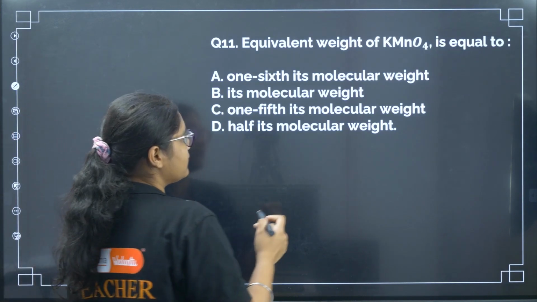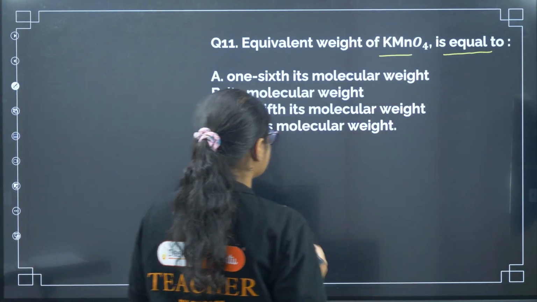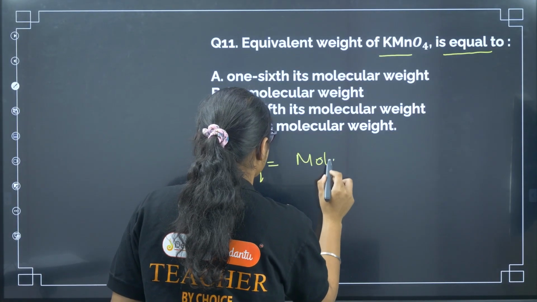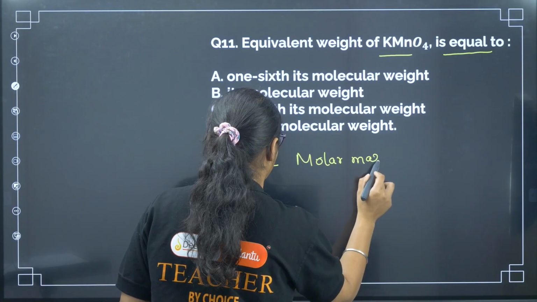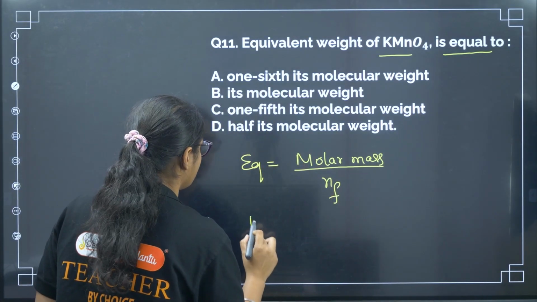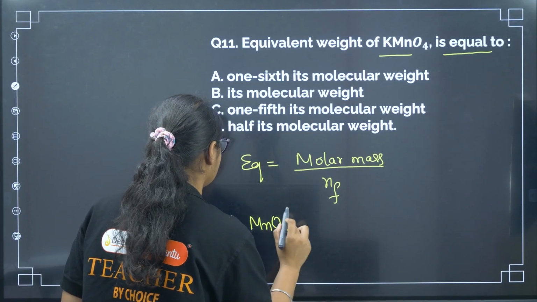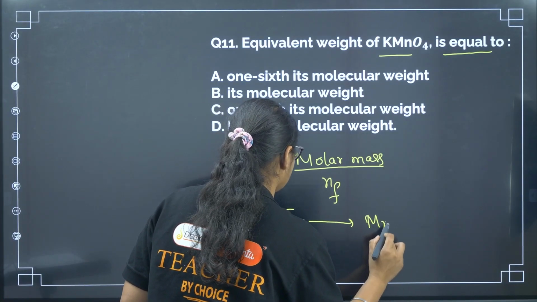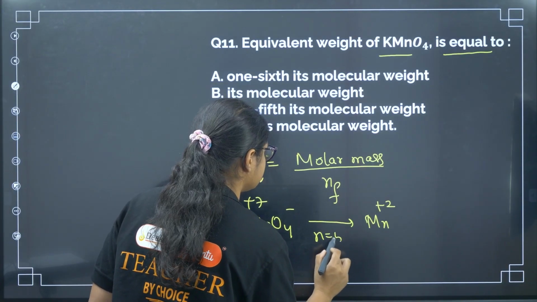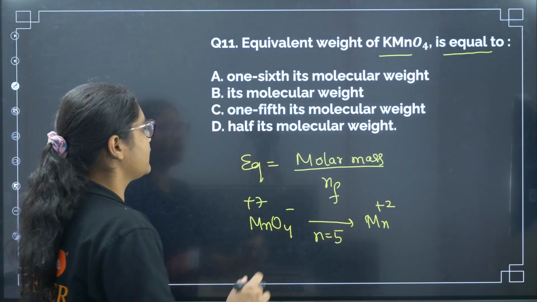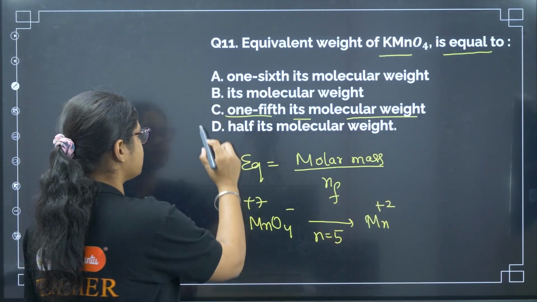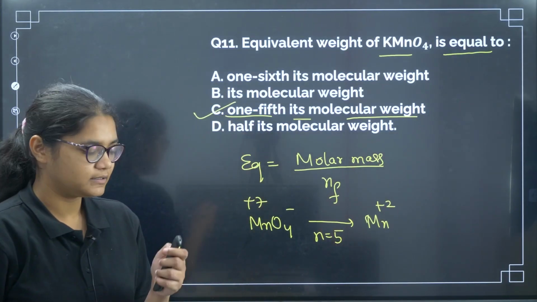Next, the equivalent weight of KMnO4 is equal to, so if you know, equivalent weight is molar mass by n factor, right? Now in KMnO4, if you see, Mn changes from plus 7 to plus 2, right? So the n factor here is 5. So whatever the equivalent mass is, it is 1/5 of its molecular weight. So the correct answer for this question will be option number C.